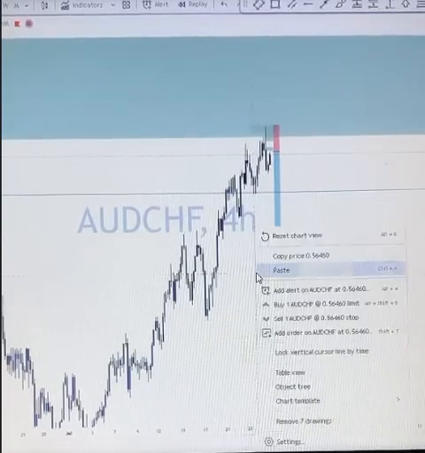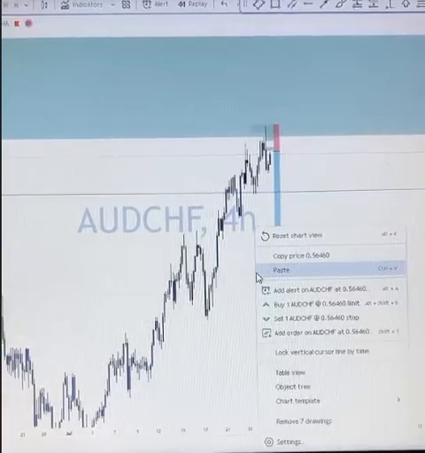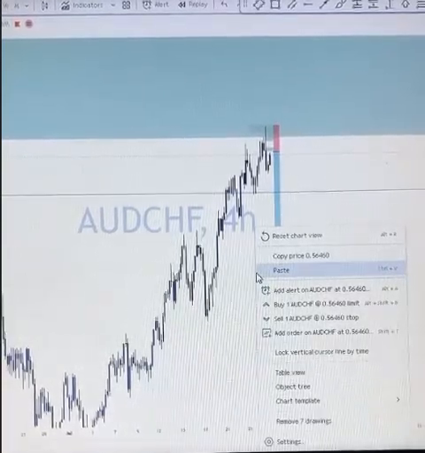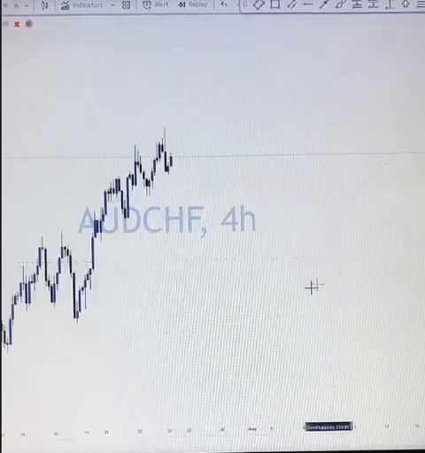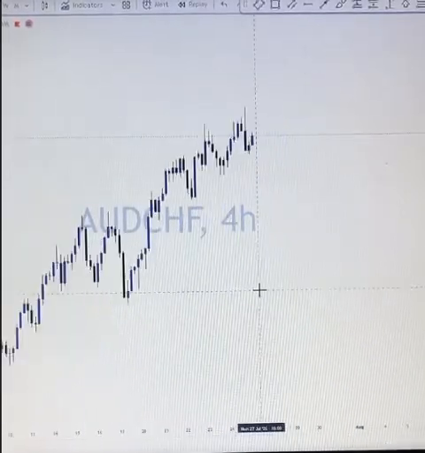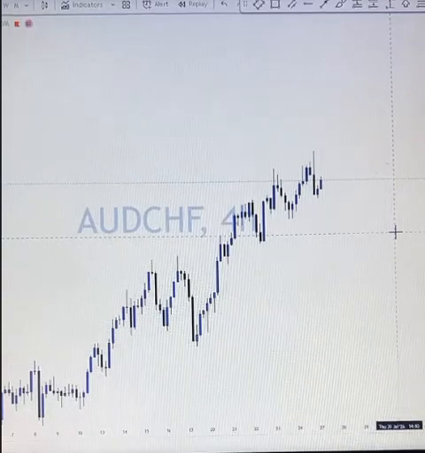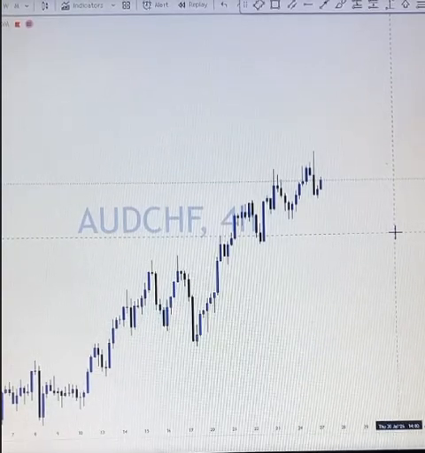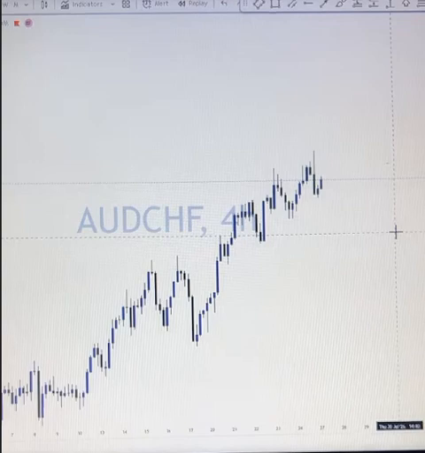Now, guys, if you are joining us for the first time, this is how we do it. Before we analyze any pair, we make sure we clear our chart. It doesn't matter how sweet that chart looks. We are going to clear it because we want to see clearly what the market is going to do on that pair.